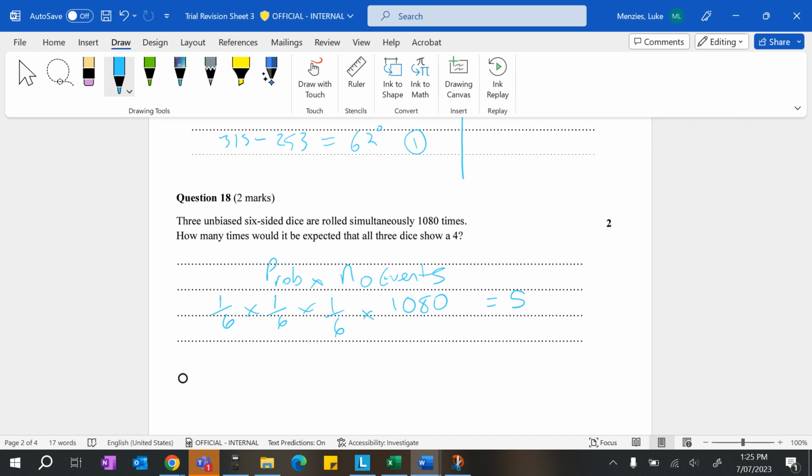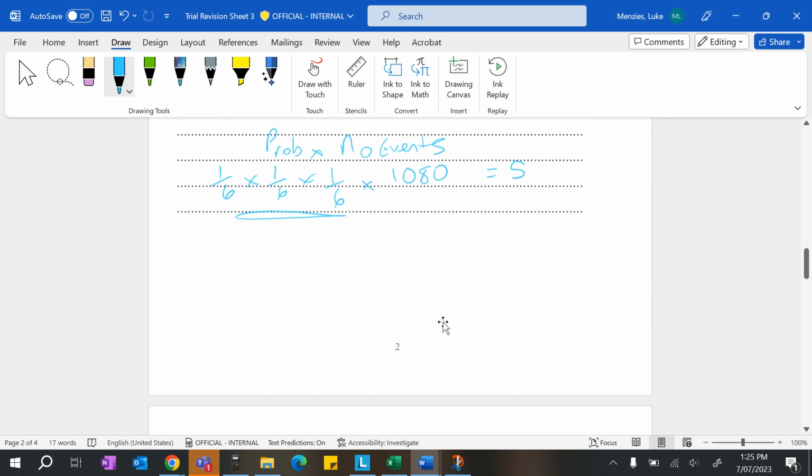Why? Because if you had done the probability in your calculator, that's 1 in 36 times 6, so 216, probably a little bit less. And you're doing it 1,080 times. So that answer kind of makes sense. That's a pretty good answer.